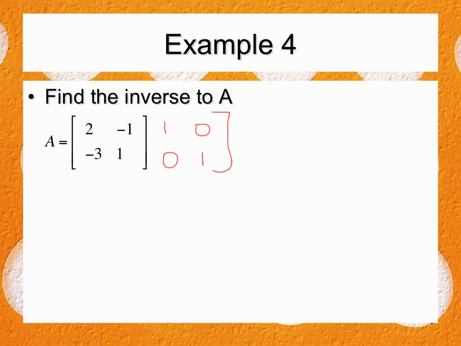Add row 2 to row 1. So if I just add row 1 and row 2, I end up with negative 1, 0, 1, and 1. And I want that 0 to be here, so I'm going to replace row 1 with it. So negative 1, 0, 1, 1 is row 1. Negative 3, 1, 0, 1 is row 2.